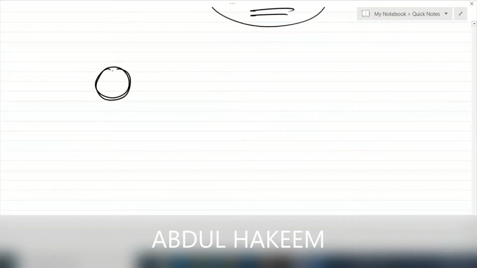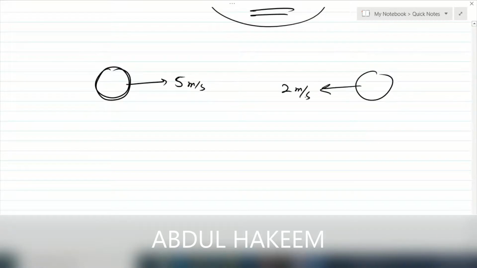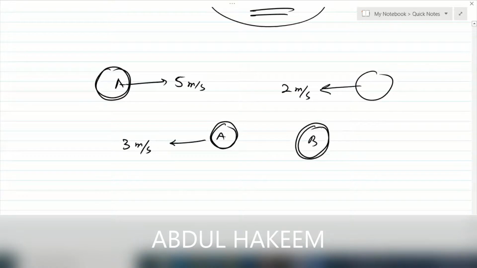For example, this is the object. It's moving in this direction with 5 meter per second. This is the object. It's moving in this direction with 2 meter per second. And after collision, this object A is moving in this direction with 3 meter per second. And this object B is moving back here with velocity, suppose, 1.5 meter per second. Now we have to check whether the collision is elastic or inelastic.